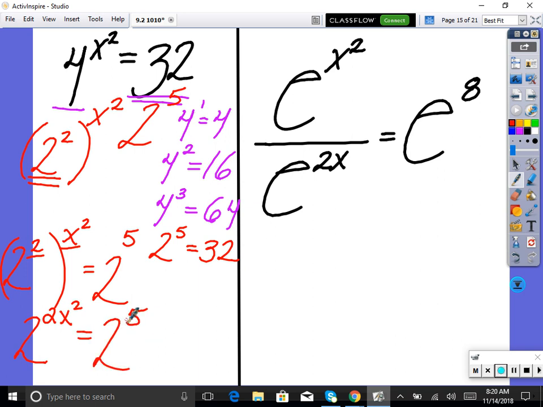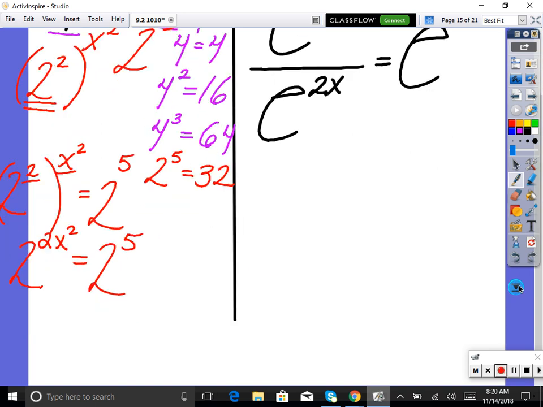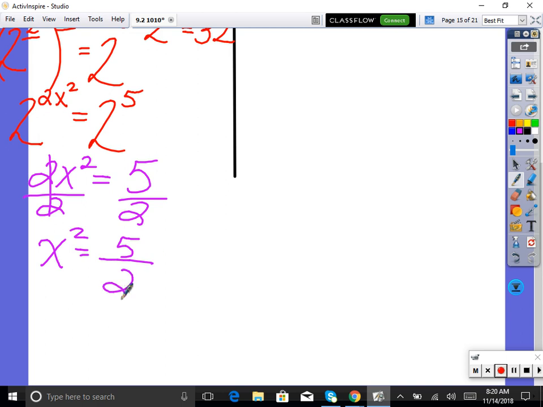And now we have both base 2's and we can solve with our exponents. So now you'd say my true statement is 2x squared equals 5. Solve for x. So what would we do first? Divide by 2. x squared equals 5 halves. Then what? Square root both sides, not forgetting a plus or minus.